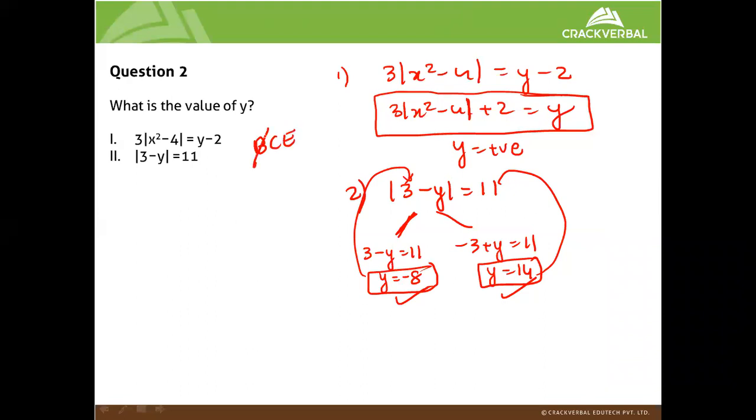BCE, out goes B. Now when I combine the two, this is where things become way simpler if you analyze the first statement carefully, right? The first statement tells me y is positive, and the second statement tells me y can be minus 8 or 14. Now, if I need to combine the statements, I need to satisfy the information given in both statements simultaneously, right? So if y is positive and y is minus 8 or 14, the only possible value for y has to be 14. So the answer here is Charlie.